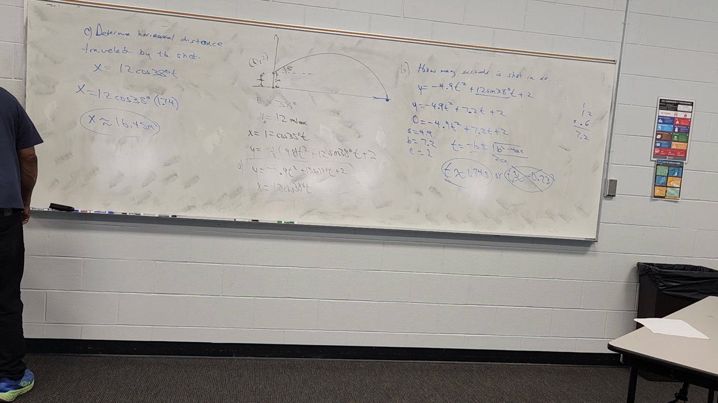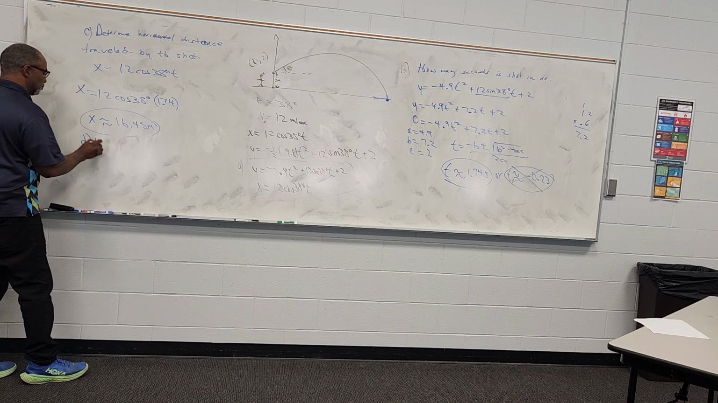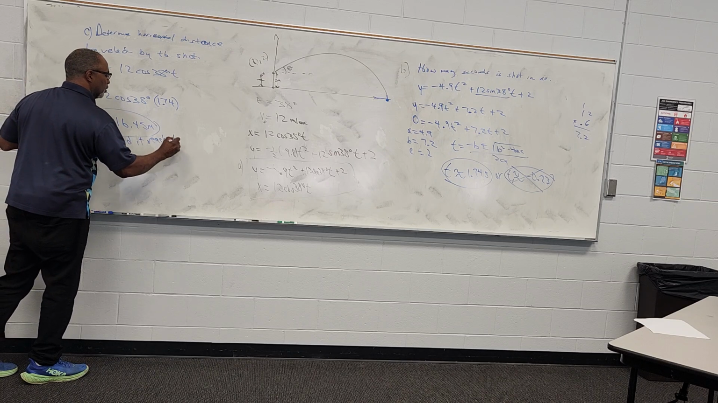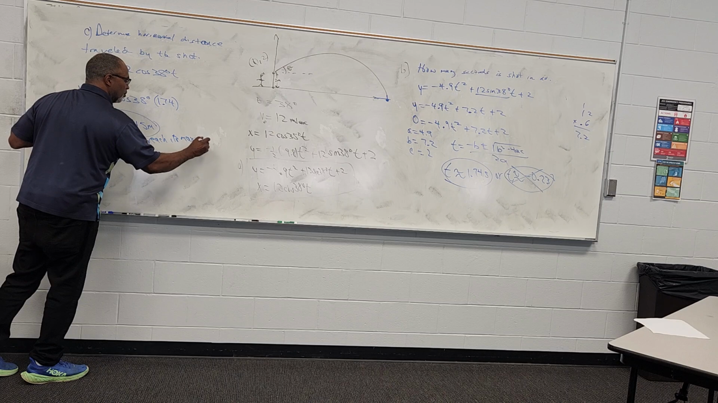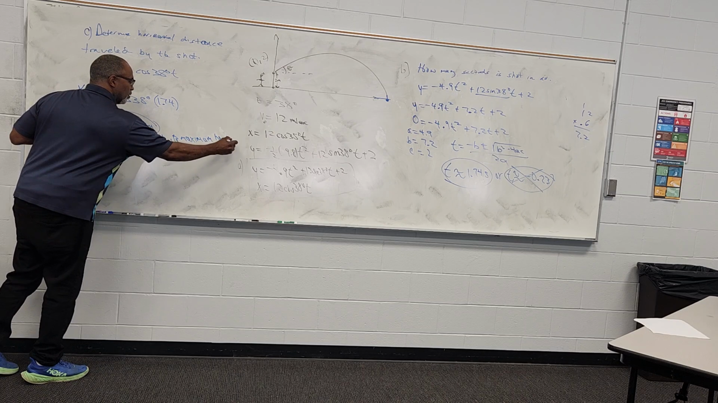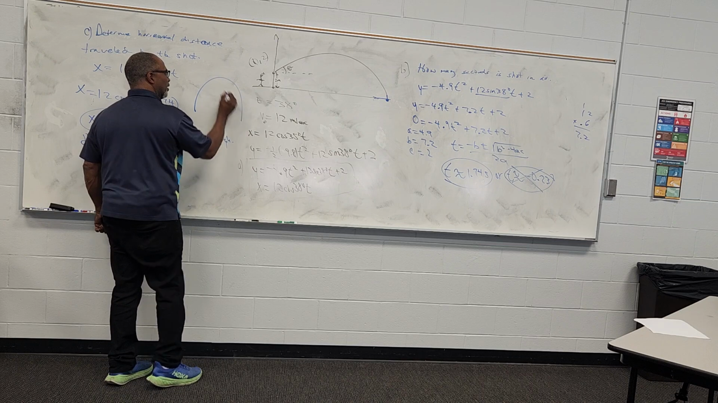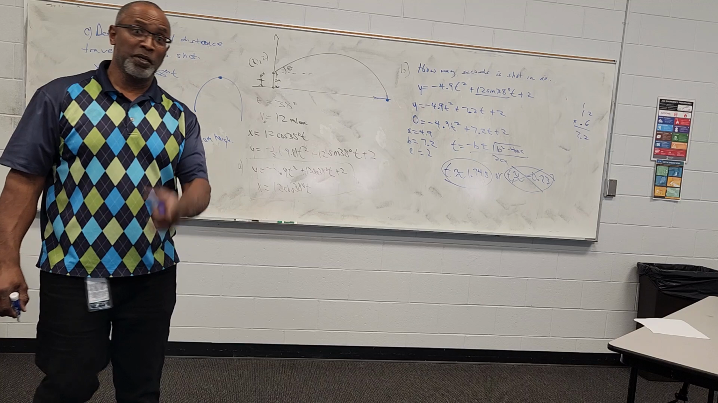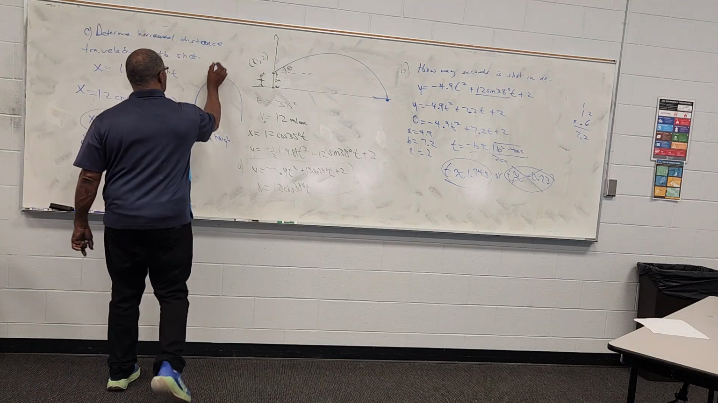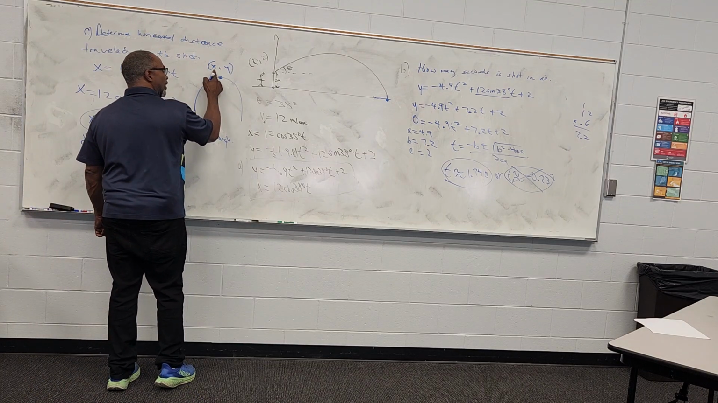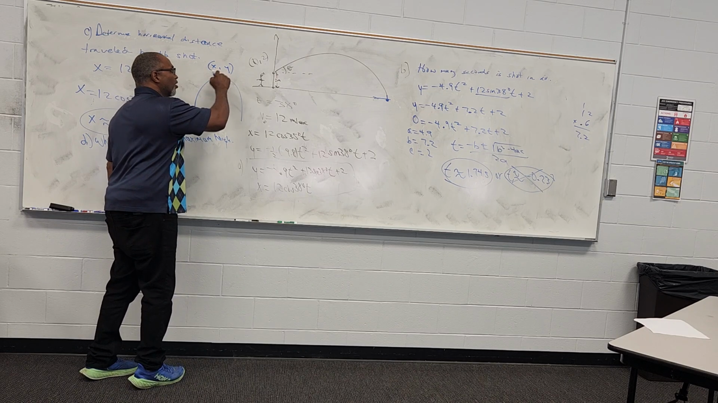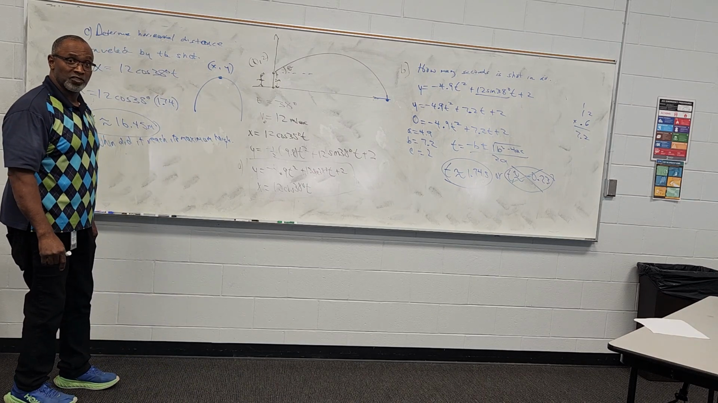And then finally, D says, when does the shot reach its maximum height? Well, this thing is a parabola, right? The vertex of a parabola tells you the maximum. Now remember, the vertex of a parabola has two coordinates, an x and a y coordinate. The x coordinate of the vertex tells you where or when the max occurred. The y coordinate of the vertex tells you what the maximum is.